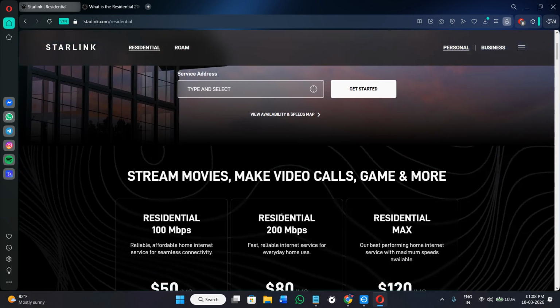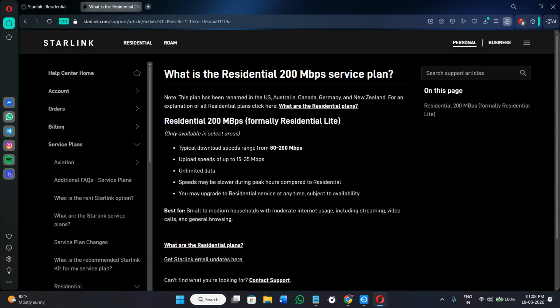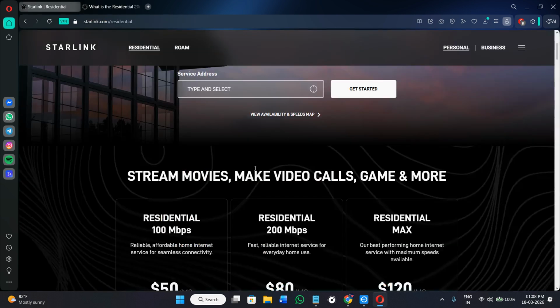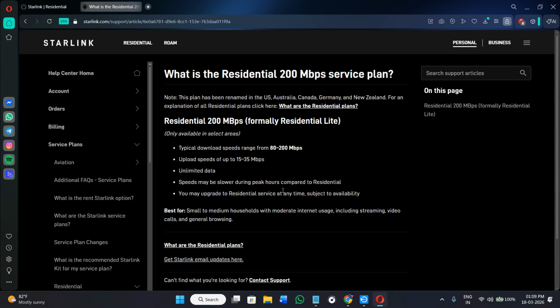So first of all, let's understand the basic differences between these two plans. Both plans use the same Starlink satellite network and come with unlimited data. The key difference is network priority. Residential is going to get higher priority, while Residential Lite is deprioritized during the busy times.